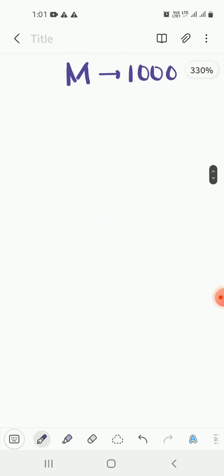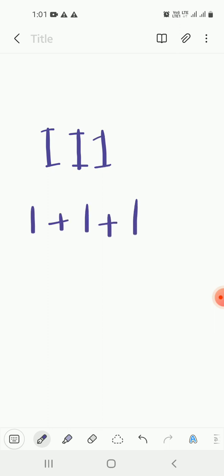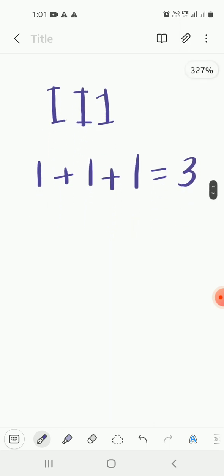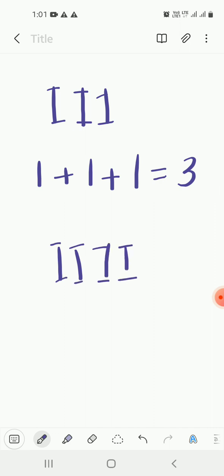First, remember two major points. First, any Roman symbol can be repeated only thrice, which means you can write I once, twice, and thrice. It would mean 1 plus 1 plus 1, which is equal to 3. But you cannot write anything 4 times. That is I, I, I, I. You can't write this. This is wrong.